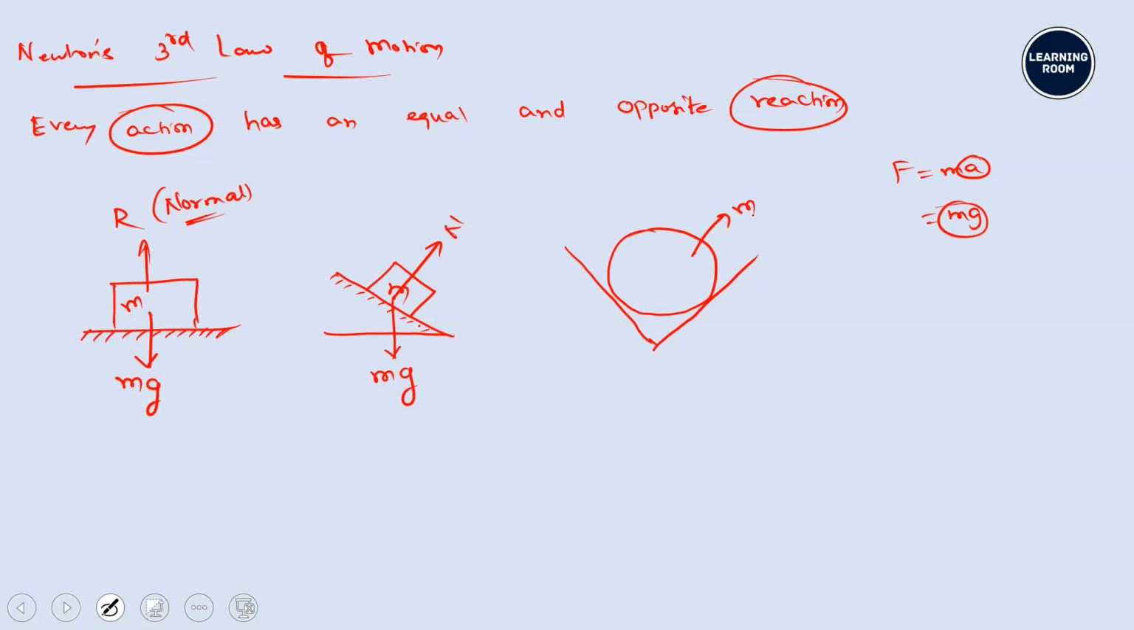Then what will happen? Mg will be in the downward direction. Right? Then how is the normal force going to exist? This is one surface of contact. This is another surface of contact. The number of surfaces in contact with the object will be equal to the number of normal forces.